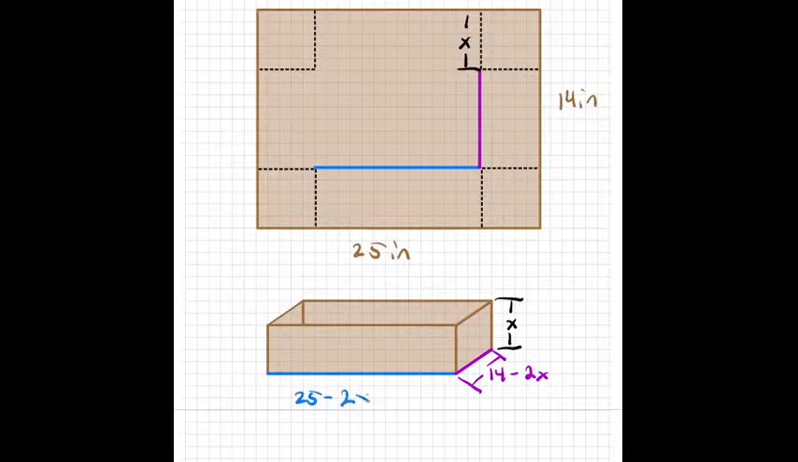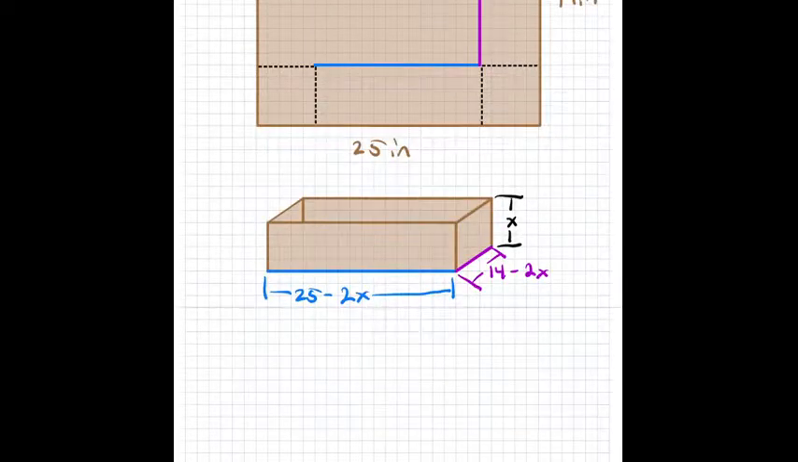Okay, that was fun. So now, the volume of a rectangular prism. Again, we want to maximize our volume, and volume is essentially length times width times height.